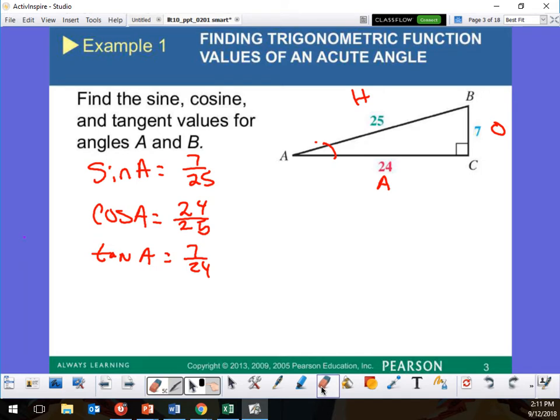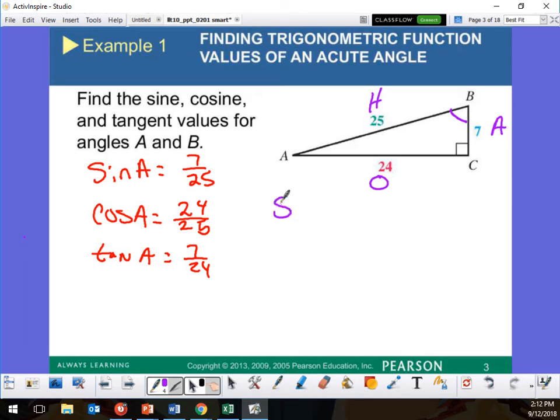And so I'm going to also change this up. Because now I'm going to do it from a different reference angle. Because it's asking for angles A and B. So now if I'm using B as a reference angle, so I'm going to mark it here. So from B, which one is opposite of B? 24, yes, very good. So that one is opposite. The 25 is my hypotenuse. And that means this 7 is adjacent. Very good. So now I'm going to go through and list them all out.